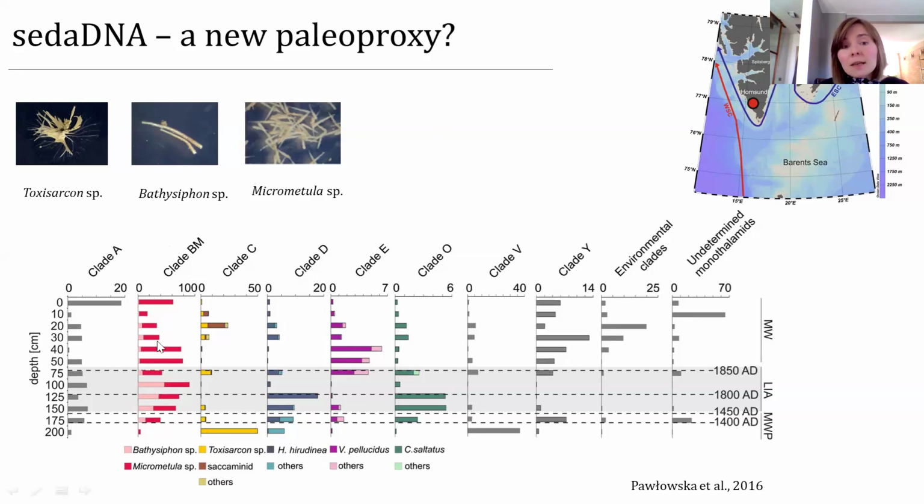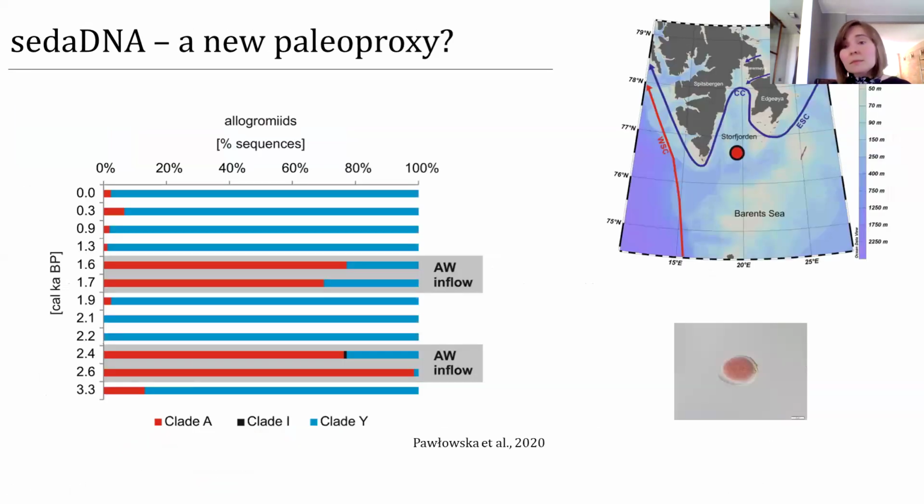This is this guy. And also Hippocrepinella hirudinea, to the transition from the Little Ice Age to the modern warming, dominated by the sequences of Vellaria pellucida, and the modern warming, which is dominated by environmental clades and Clade D. So you can see that there were shifts in the community that were most likely driven by the environmental changes during the last millennium.